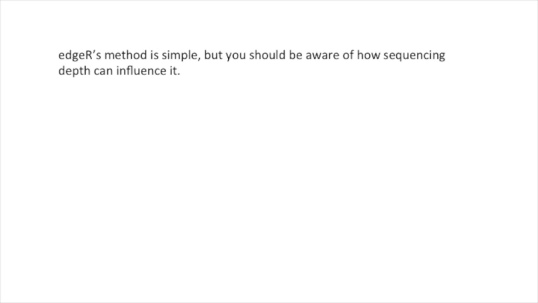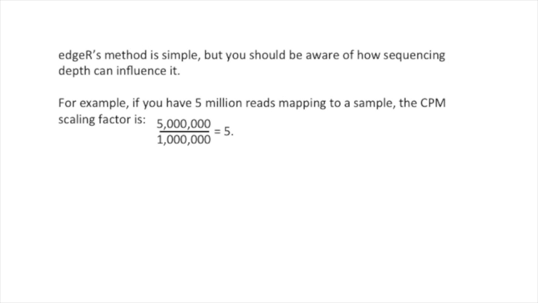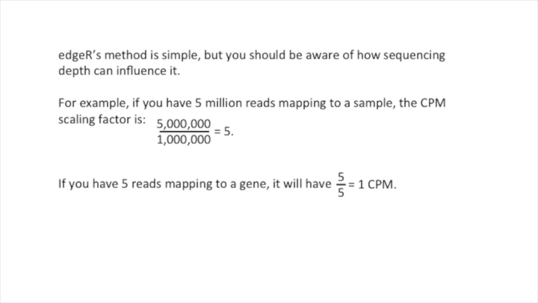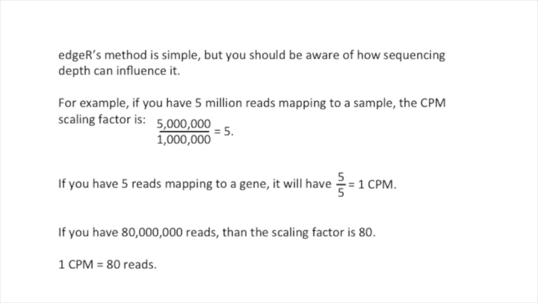edgeR's method is simple, but you should be aware of how sequencing depth can influence it. For example, if you have 5 million reads mapping to a sample, the CPM scaling factor is 5 million divided by 1 million, which equals 5. If you have 5 reads mapping to a gene, it will have 5 divided by 5 equals 1 CPM. If you have 80 million reads, then the scaling factor is 80. In this case, 1 CPM equals 80 reads. This might be too high.